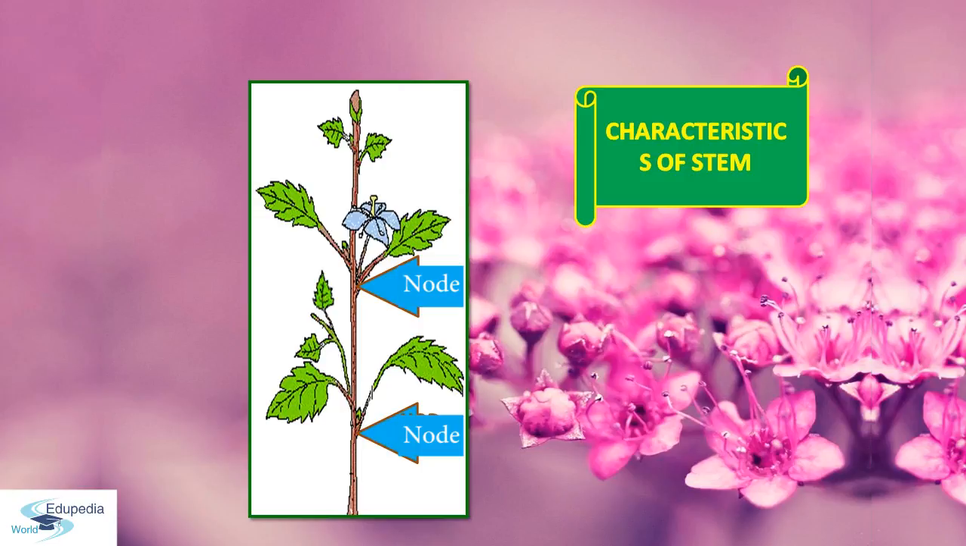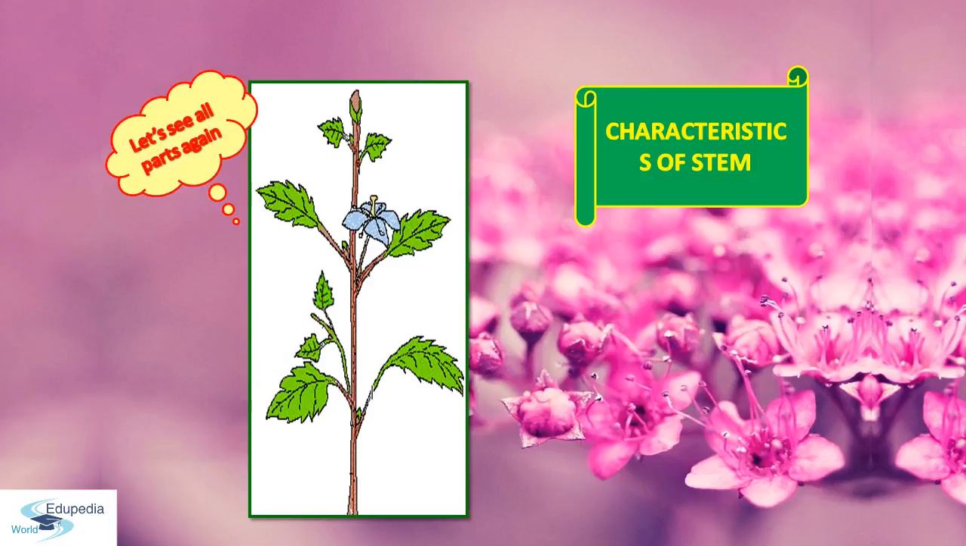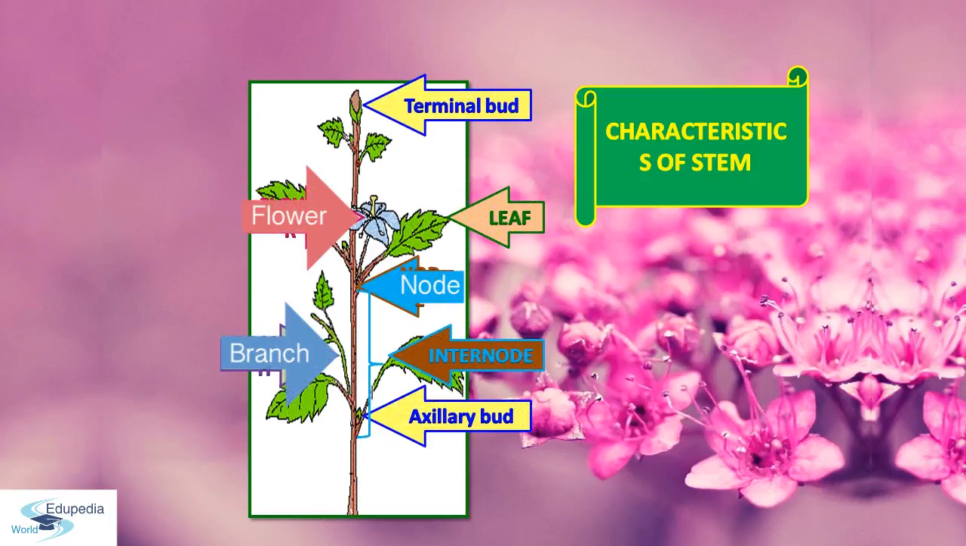So see, these are nodes from where leaves arise. And the region between two nodes is known as internode, students. And this is leaf, this is flower, these are the branches. Let's see all parts again. See, this is your terminal bud. Terminal bud is also known as apical bud. These are leaves which arise from the node, and the region between two nodes is known as internode. These are the flowers, these are the branches, and this is the axillary bud.